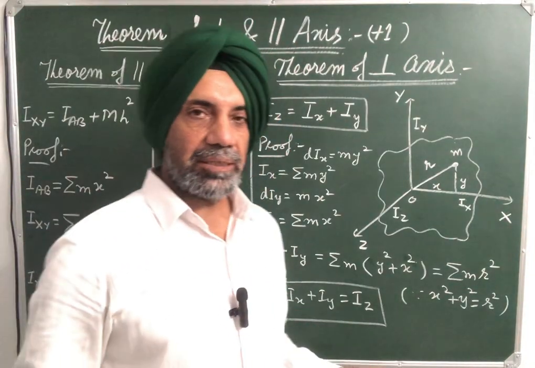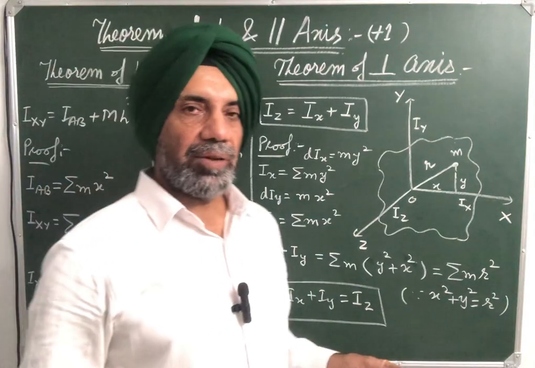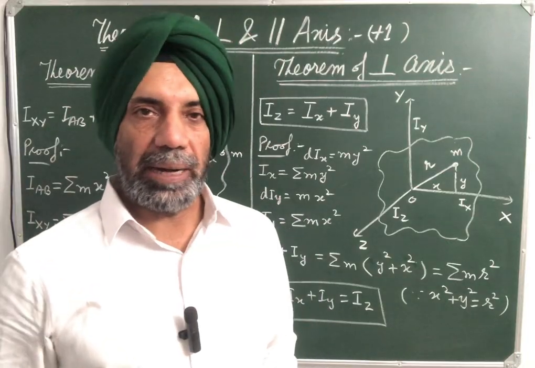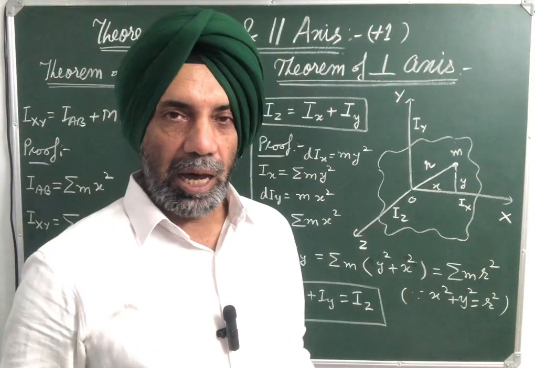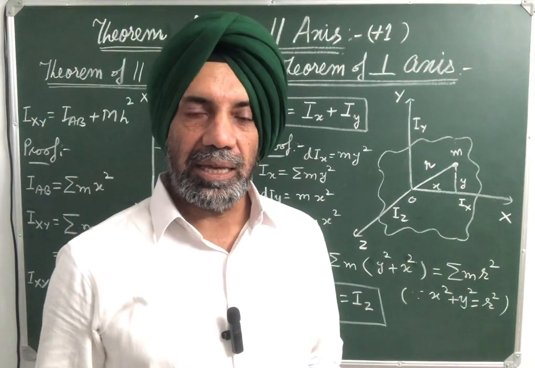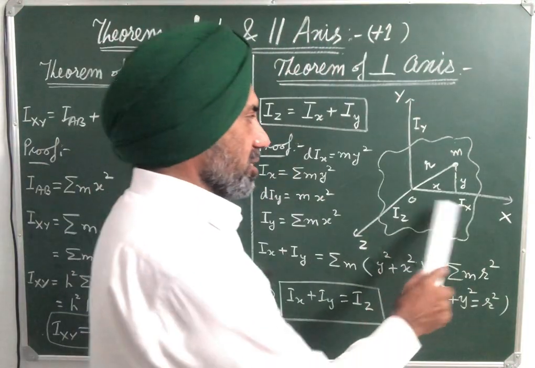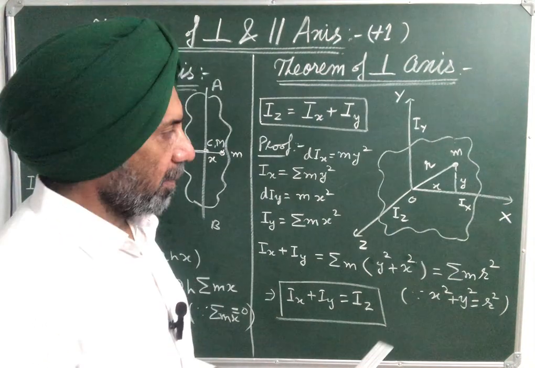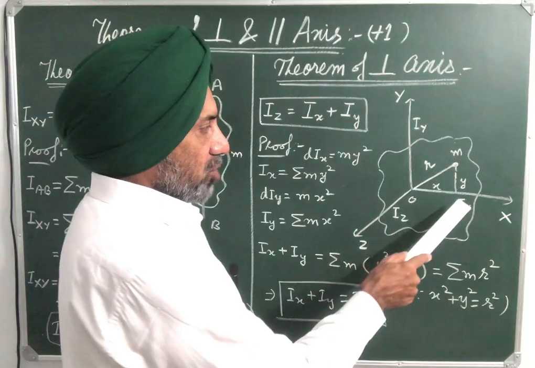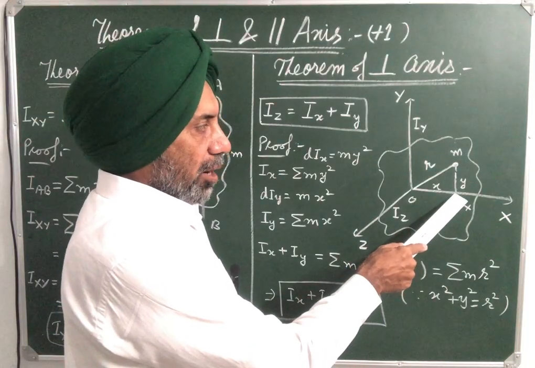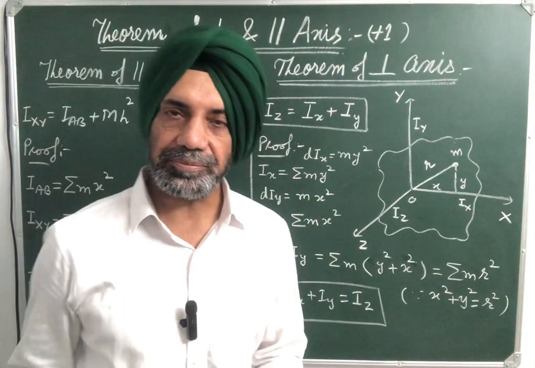So again I repeat, theorem of perpendicular axis states that the MI of a plane lamina about a perpendicular axis is equal to the sum of the moment of inertia of the lamina about two mutually perpendicular axes lying in the plane of the lamina intersecting at a point where the perpendicular axis passes. In a nutshell, the MI of this plane lamina about the z-axis is equal to the sum of the moment of inertia of the lamina about the x-axis and y-axis. That is, Iz is equal to Ix plus Iy. Simple.